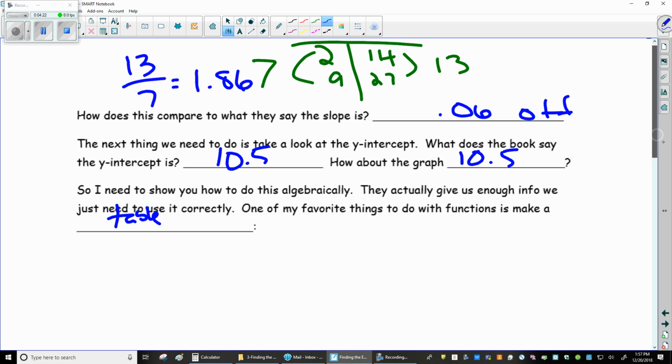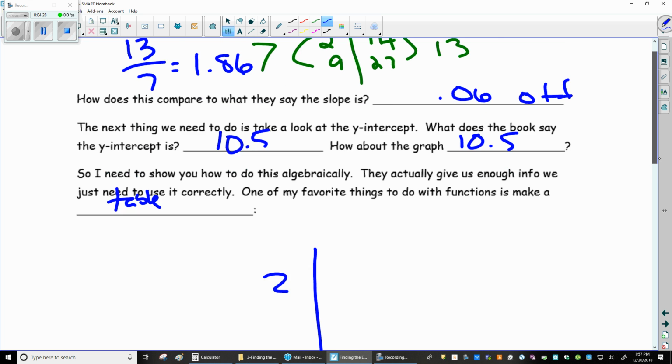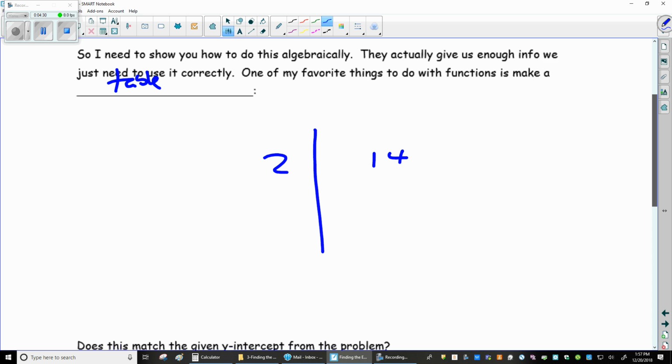And we sort of did this last chapter. If I have the points 2, 14, and 9, 27, I know my slope is 1.85 over 1. What do I got to do to figure out my y-intercept?